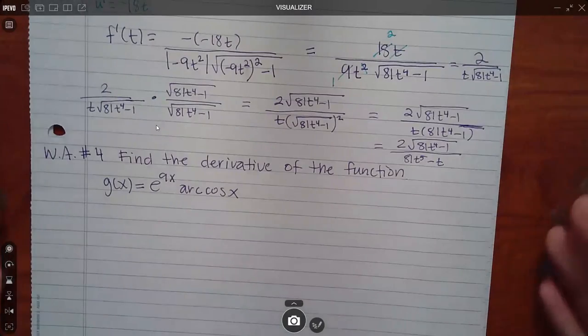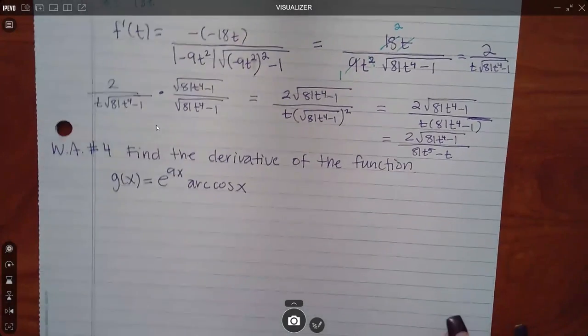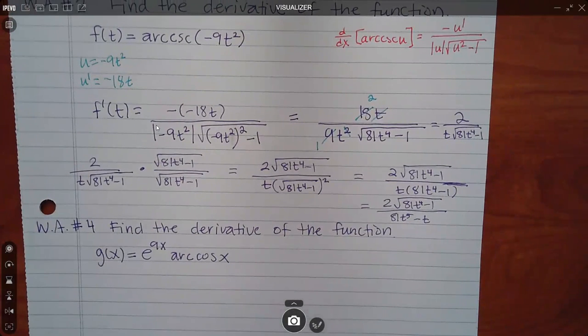Let's try this one though. That one was pretty straightforward as far as applying the rule. We just wrote down the rule, figured out what u and u prime were, and then worked it all out, right? This one's a little bit different because it's not just this guy by itself. It's got this other factor. Now, unfortunately, you have something with x in it, and then something else with x in it. And if they're multiplied together, what do you have to do?